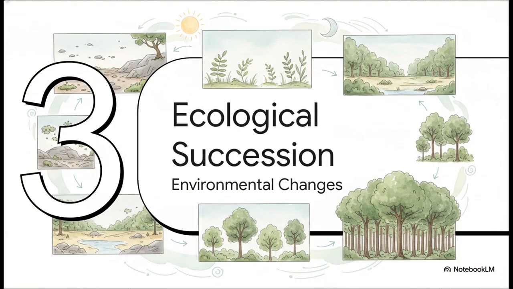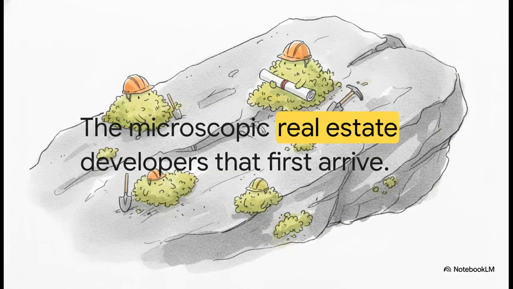All right, let's shift gears to Section 3, Ecological Succession. Now that we know how energy and mass stack up, we really need to look at how environments structurally change over long periods of time. Succession kicks off with pioneer species. I literally want you to think of them as the microscopic real estate developers of the ecosystem. They are the absolute first species to arrive on completely inhospitable terrain, and they do the grueling, heavy-lifting foundation work that makes the environment livable for everything else that's going to follow over the coming centuries.